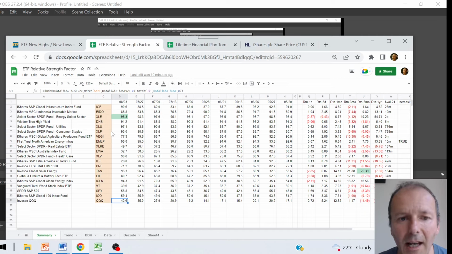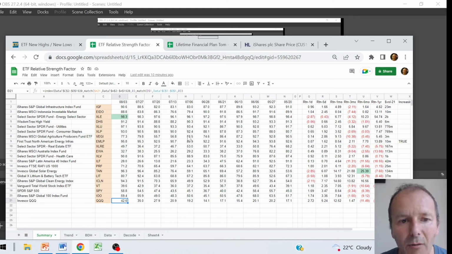So Gary Antonacci uses dual momentum, which is essentially checking absolute momentum is positive, and we've got some absolute momentum numbers over here, and then looking at the highest relative momentum within a chosen group of ETFs, such as maybe US ones, emerging markets, or bonds.